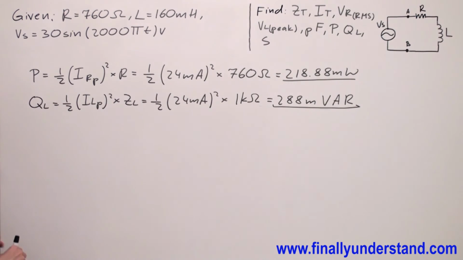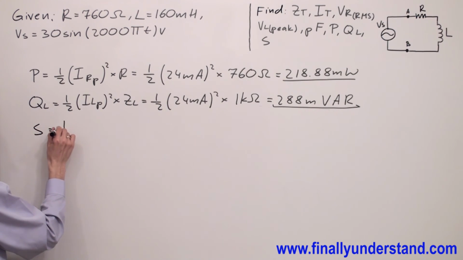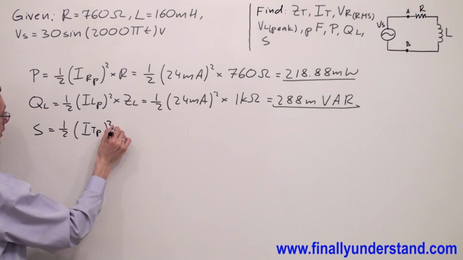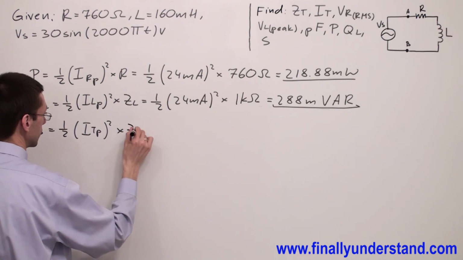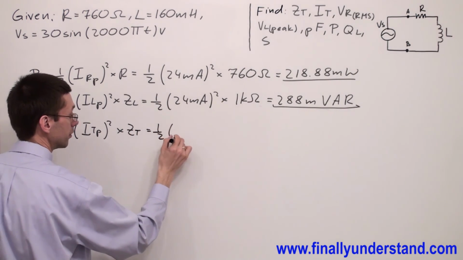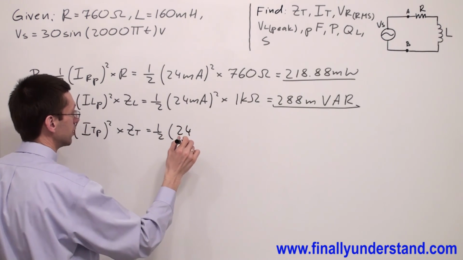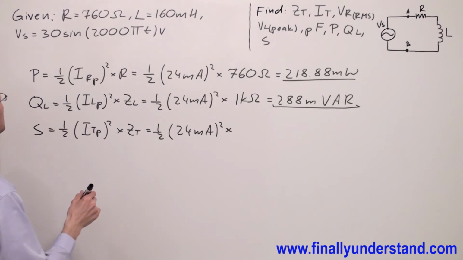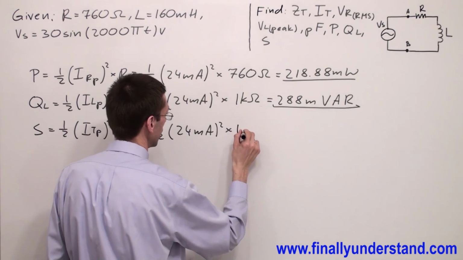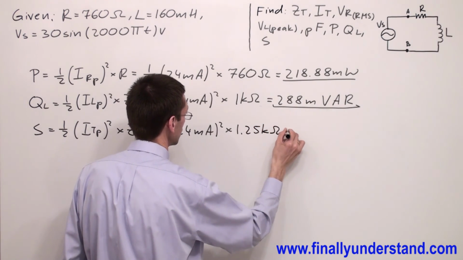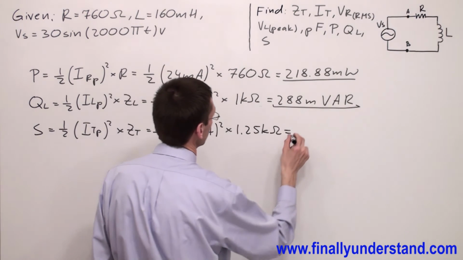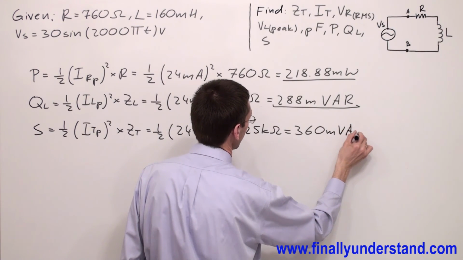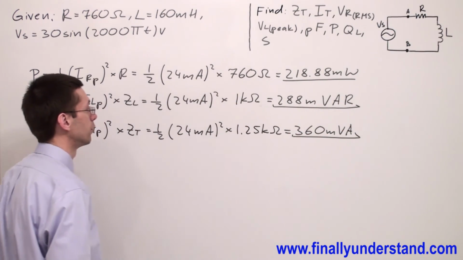Next, I'm supposed to find the apparent power. S is equal to 1/2 I total peak to the second power times Z total, which is equal to 1/2 times 24 milliamps to the second power times Z total, which is equal to 1.25 kilo ohms, and this is equal to 360 millivolt amp. Okay, we found the powers.